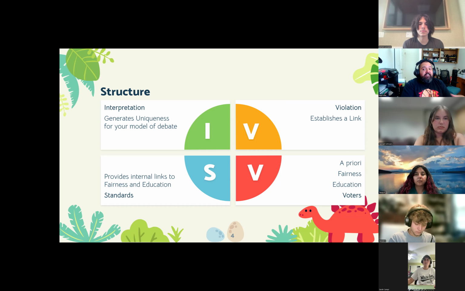In that sense, a violation is essentially you establishing a link into that model of debate, right? Like if you're reading a disad, the violation is link level. That may sound obvious to you, but I've talked to a lot of people about this over the years and they've had some challenges with it.